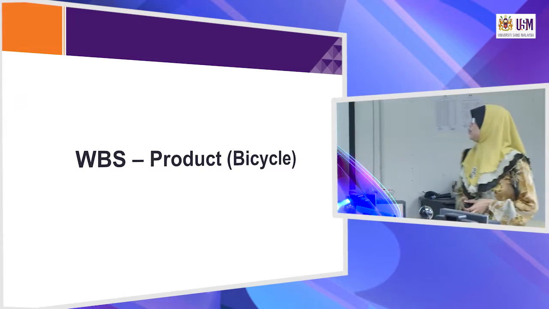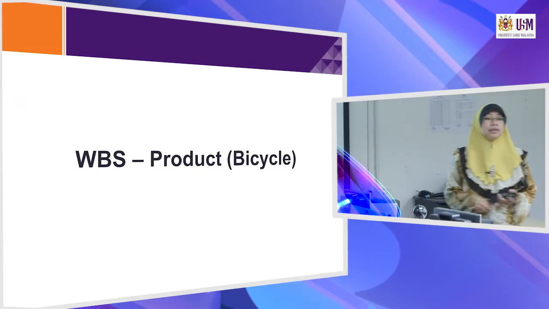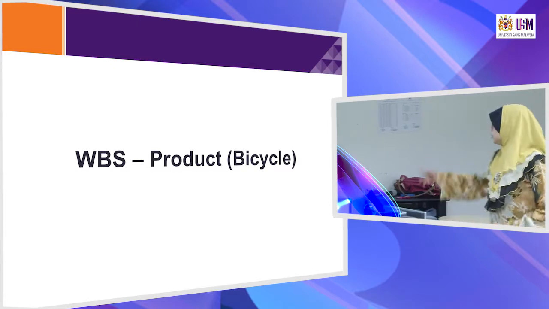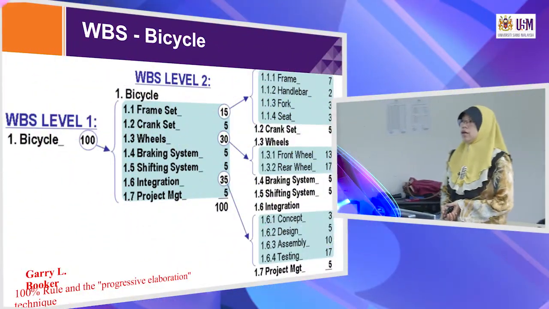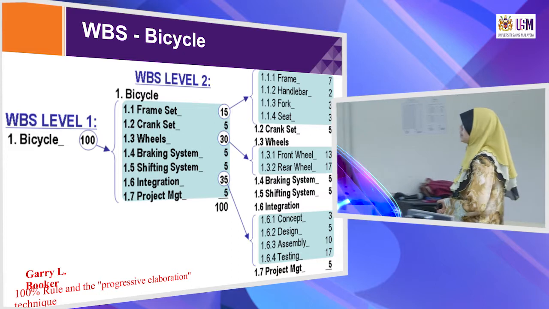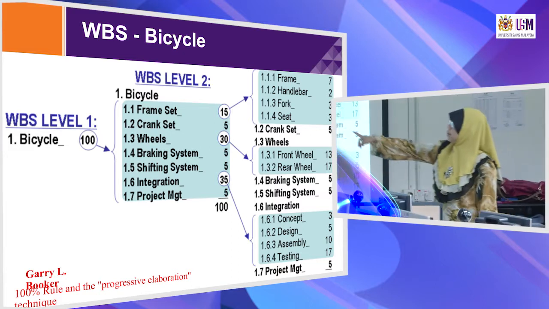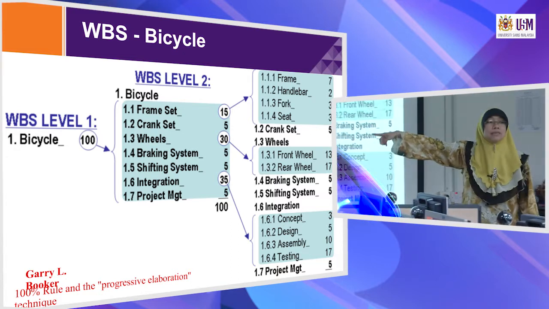For a WBS product, we are going to build a bicycle. So this is a WBS for a bicycle. You are going to build a bicycle. Level one is the bicycle.